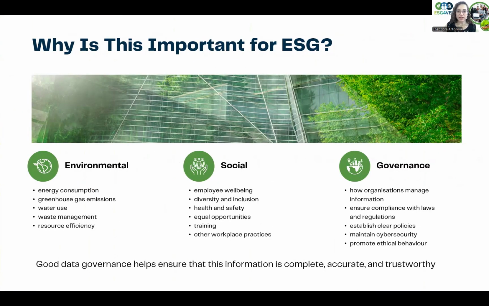Environmental Social Governance, or ESG, has become an important framework for measuring organizational sustainability. Organizations gather a large amount of high-quality data to produce reliable ESG reports. Although data governance is mostly associated with the governance pillar because it focuses on transparency, accountability, compliance, and ethical decision-making, it also plays an important role in the environmental and social pillars.